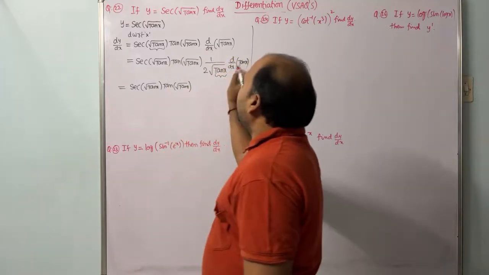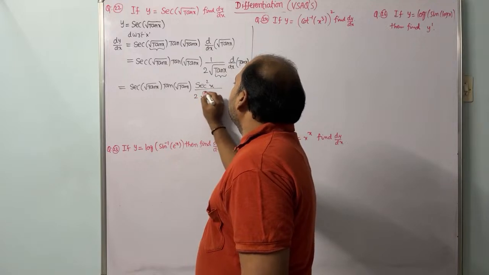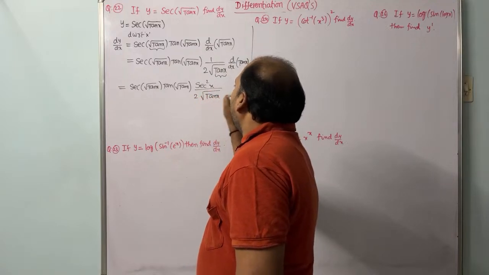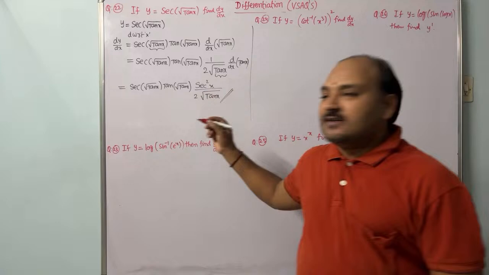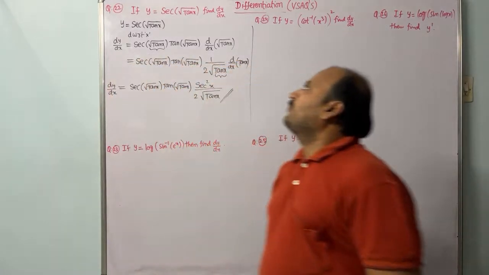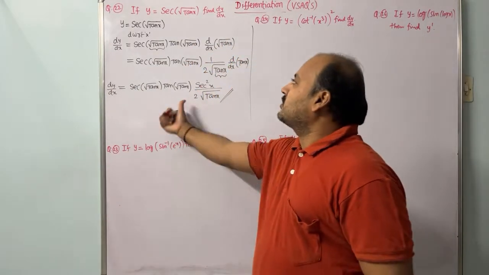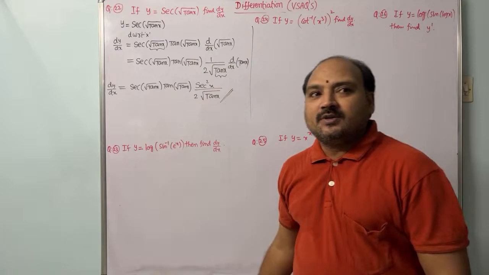d by dx of tan x is what? Secant square x by 2 root tan x. I hope everyone understands, students. This is the way we can do that differentiation. Important question. This is an example problem in your textbook. A 2 marks question, asked a number of times.